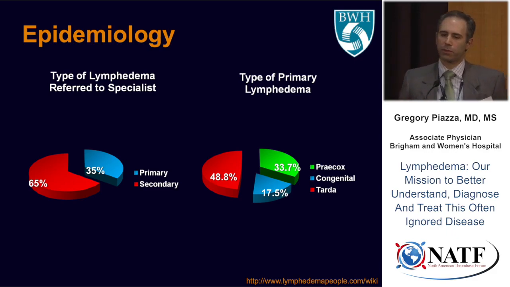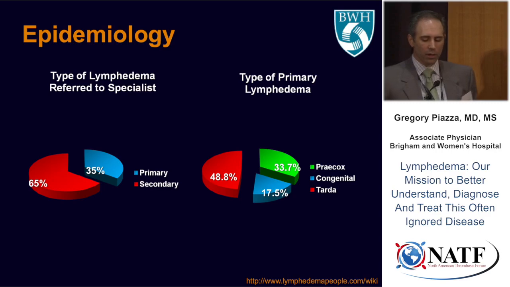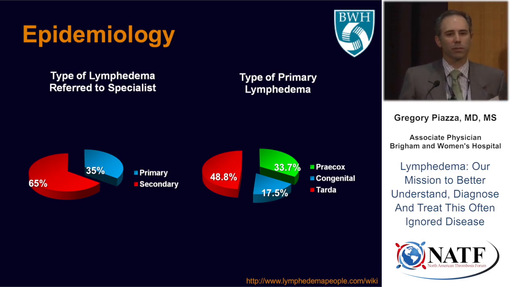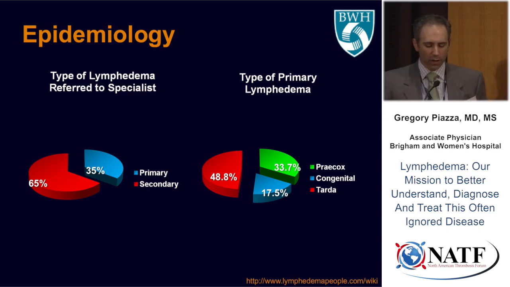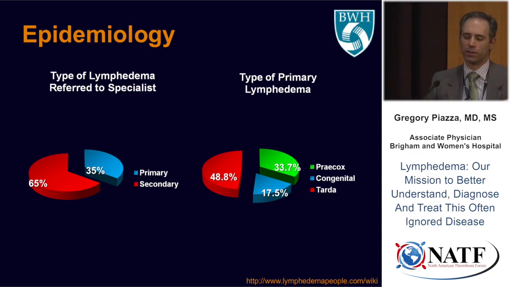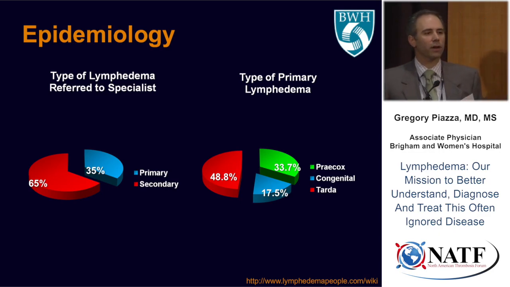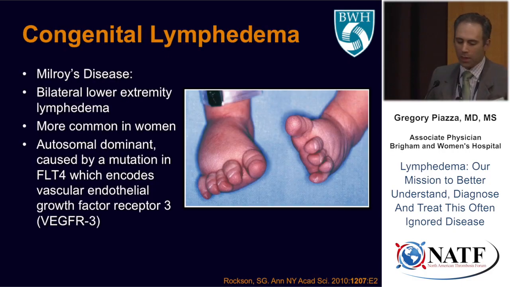When we look at types of primary lymphedema, the most common type is lymphedema that presents later in life, followed by lymphedema that presents in youth, and then it's fairly rare to see lymphedema that patients are actually born with as infants.